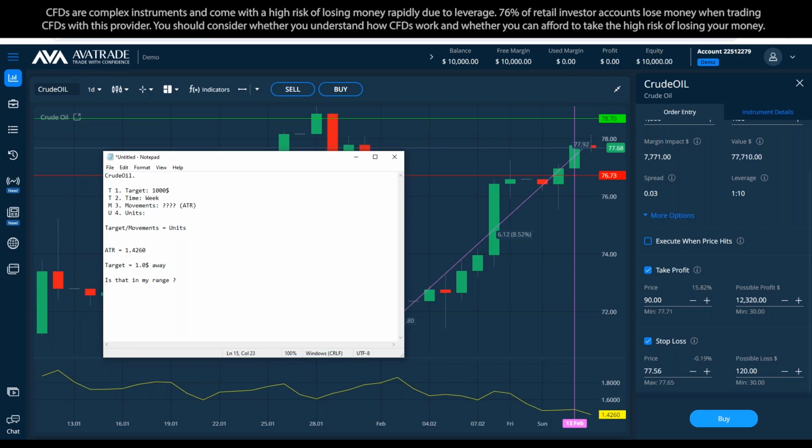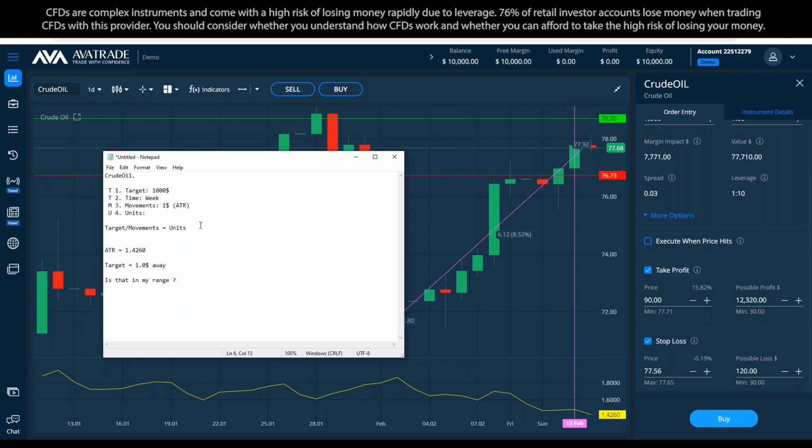Is that in my range? Guys, what do you think? Is it in my range or not? $1. Is it in the range of 1.4? Must be in the range. Thank you, Alex. And Cyprian. In the range. Great. So I know that it's realistic. I know that it might get there. Perfect. I'm going to put here $1.